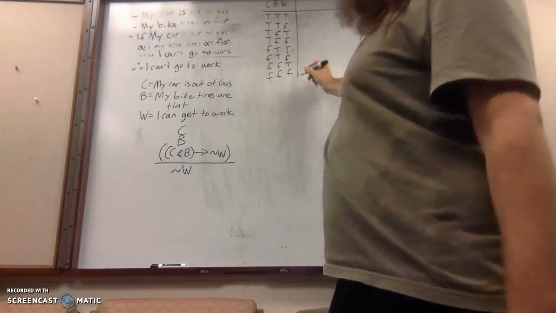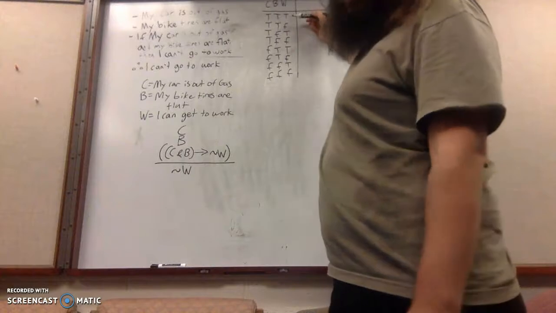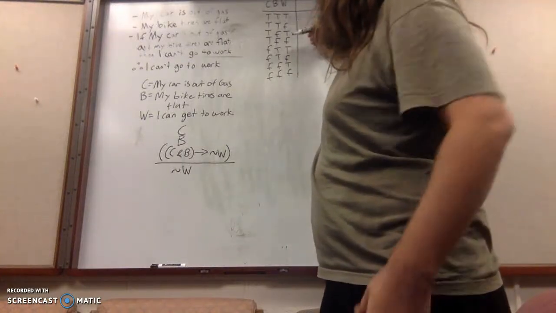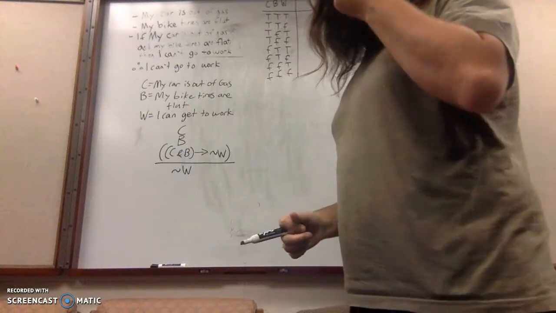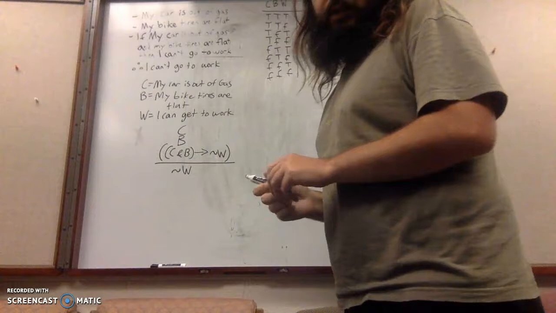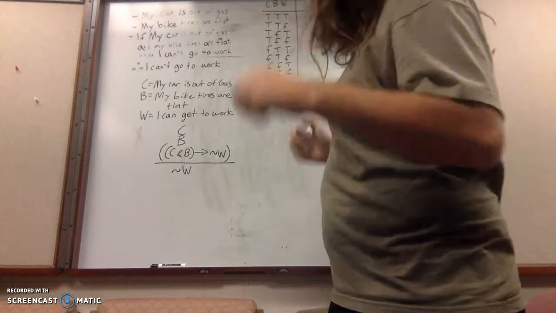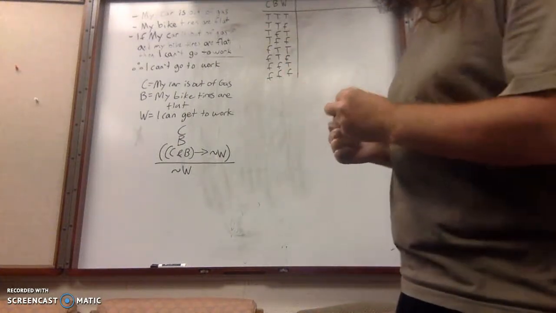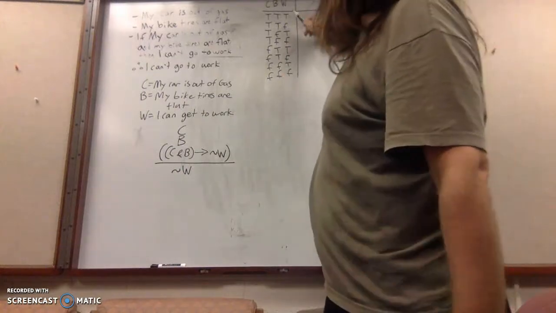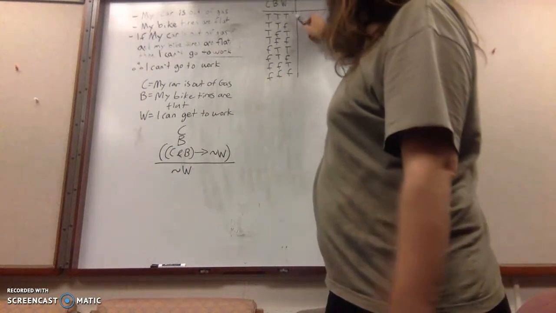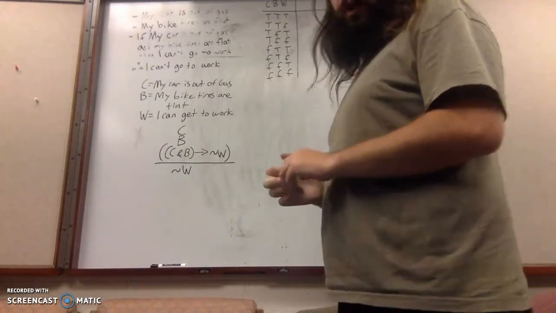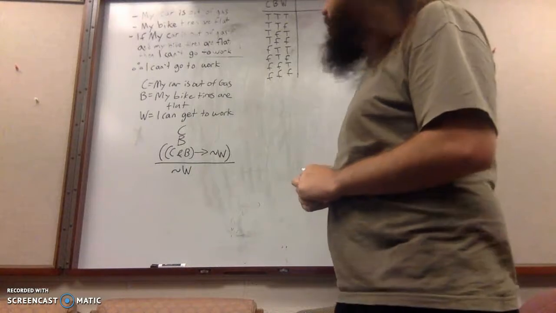Just to review, my rows should all be unique. Each should have a unique value. And if they each have a unique value, there should be 2 to the power of however many variables or atomic sentences we have. So here we have 2 to the power of 3, or 8, and we notice all of these are unique. There's no other possible combinations of these.